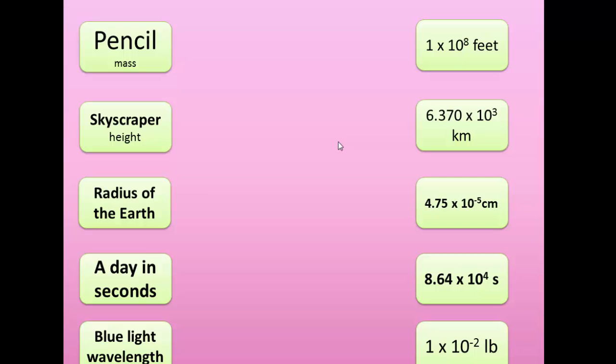Alright, here, so we're just going to estimate some weights and heights of certain things. So a pencil is small. If you think of a pencil, it's definitely less than a pound. So you want to make sure you have a negative exponent.